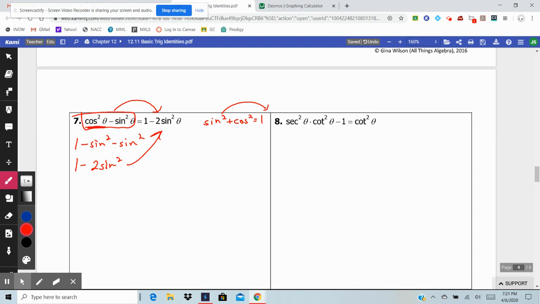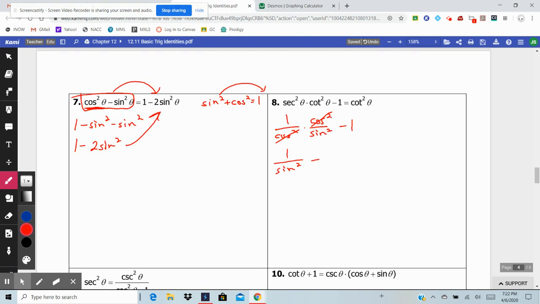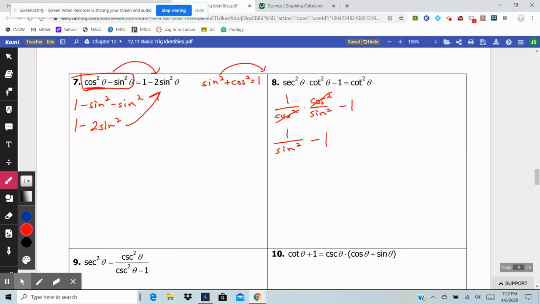Next one, let's simplify the left side. Secant squared, that'd be 1 over cosine squared, times cotangent squared. Cotangent is cosine over sine, so that'd be cosine squared over sine squared. And you still have minus 1 out there. Cosine squares cancel and leave me with 1 over sine squared minus 1. I know 1 over sine is cosecant, so 1 over sine squared would be cosecant squared minus 1.